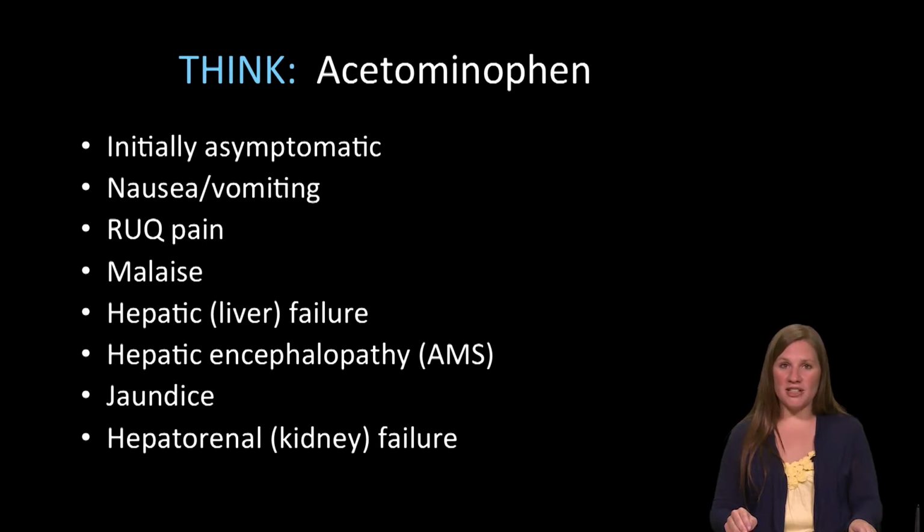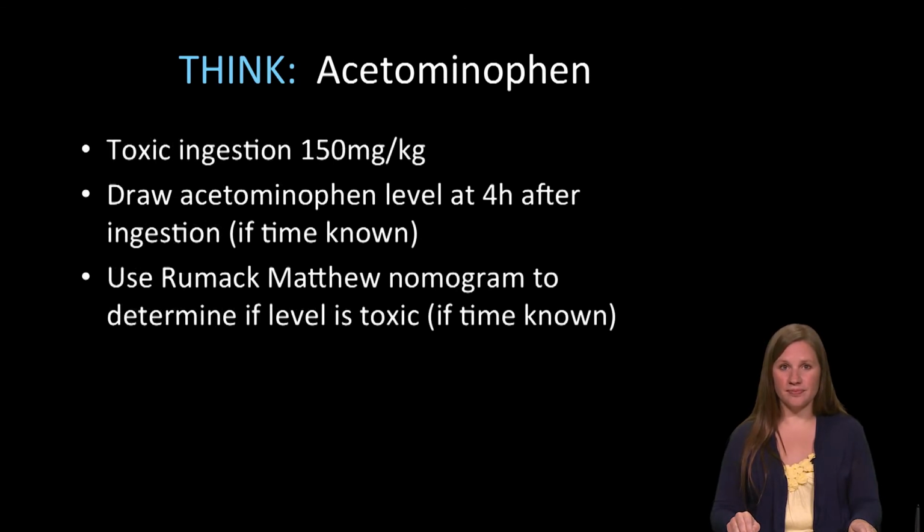And so let's think about acetaminophen. So initially, patients with acetaminophen overdose are asymptomatic. Then they begin to have nausea, vomiting, right upper quadrant pain, malaise, and this ultimately can lead to hepatic or liver failure and hepatic encephalopathy or altered mental status. They can become jaundiced and ultimately have kidney failure secondarily to their liver failure.